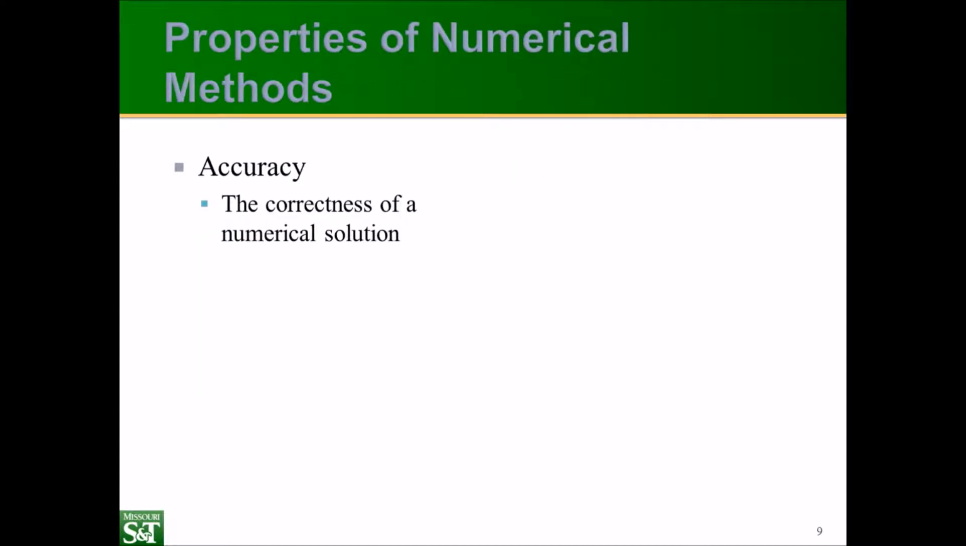Now, we have a few things we need to talk about when it comes to numerical methods. The first is accuracy. Accuracy is the actual correctness of the numerical solution when you compare it to the exact solution. So that's what we were looking at on the previous slide. It's comparison to the exact solution.